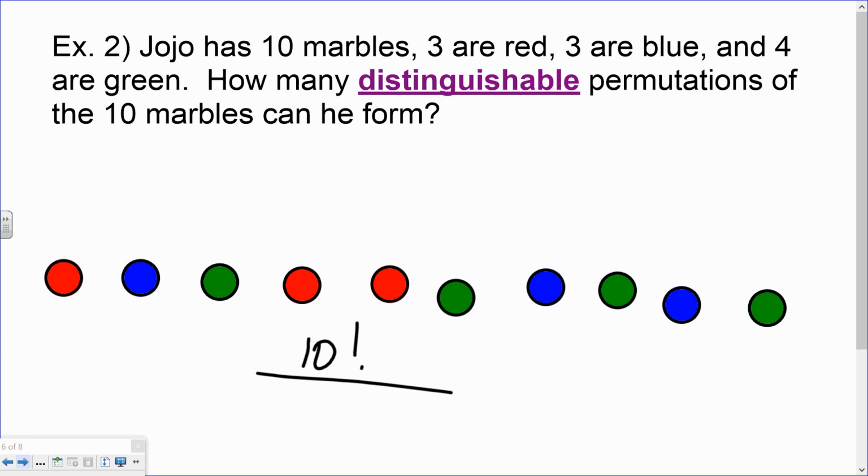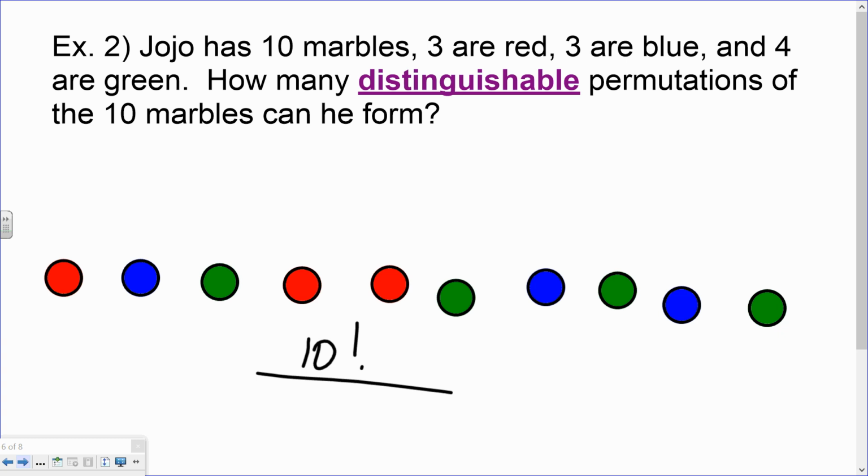Now, when we had people in a circle and we had 4 of them that we were moving around, we had to divide by 4 because we had 4 repeats, right? Okay, now I want to figure out how many ways the red ones can repeat. How many arrangements do I have just for the reds?